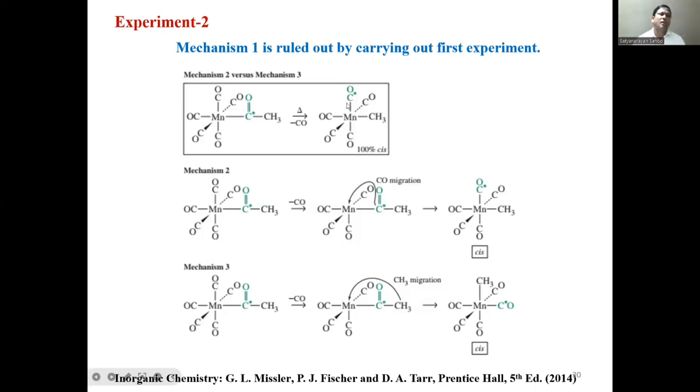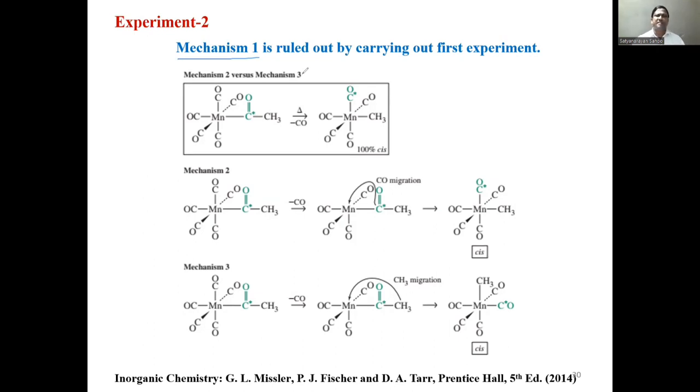So by conducting experiment 1, mechanism 1 is ruled out. What was mechanism 1? If you remember, that is direct insertion of the incoming CO into the metal alkyl to give the acyl. The first experiment says that nothing labeled is in the acyl; the labeled CO is in the carbon monoxide, not in SL1. So by conducting the first experiment, mechanism 1 is ruled out.